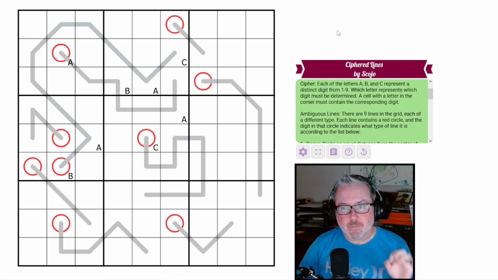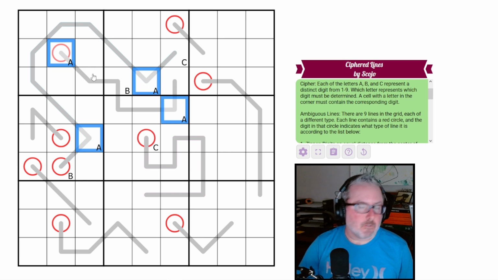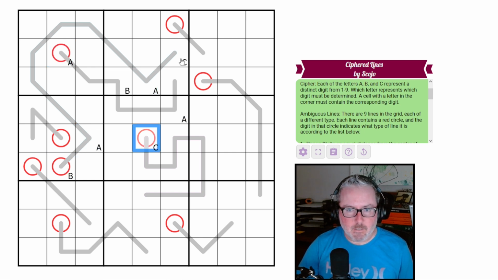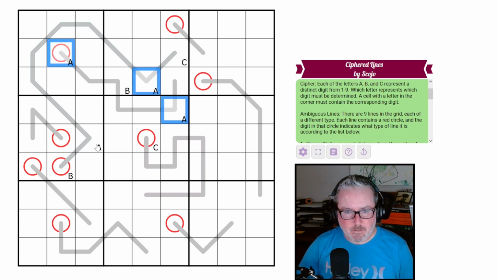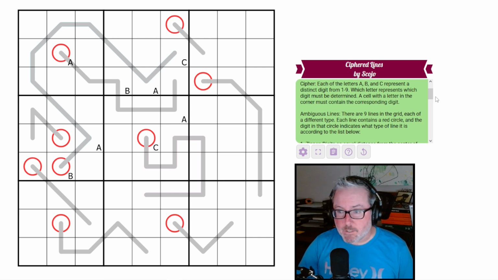So ciphers: each of the letters A, B, and C represents a distinct digit from 1 to 9. Which letter represents which digit must be determined. A cell with a letter in the corner must contain the corresponding digit. So whatever this digit is, these are all the same because they're marked as A. These two must be the same, and these two must be the same. And they must be unique digits. And then we have to figure out which one's which somehow.